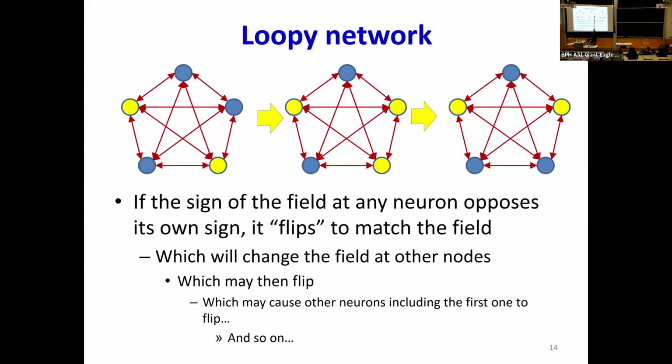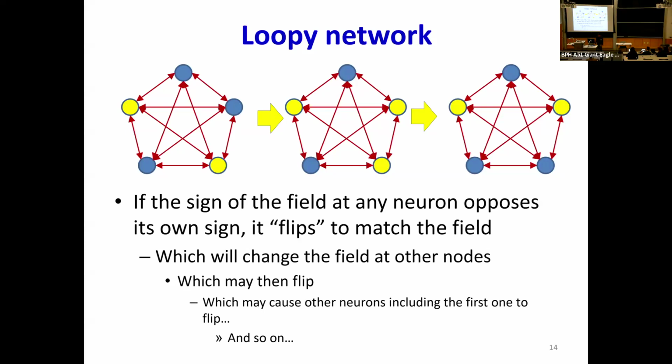But then when this neuron changes its value, the field, which is the affine value at the other neurons, will change. And this may cause one of those neurons to flip. And when those neurons flip, the field at this neuron suddenly changes all over again. And this may cause the first neuron to flip right back. So you can have this kind of behavior. That makes sense to everybody?